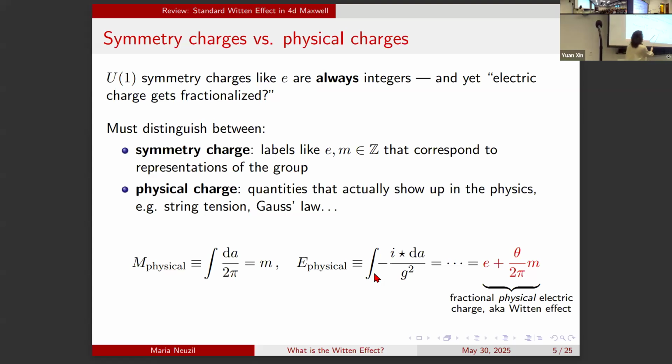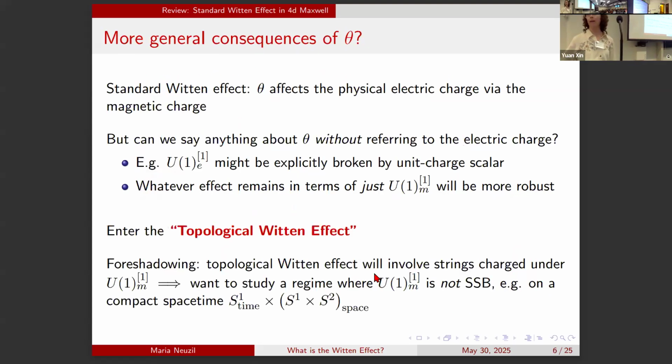So I've just written out magnetic and electric versions of Gauss's law in these variables. In this particular case, the physical magnetic charge is the same as the symmetry charge. But a short calculation will show you that the physical electric charge picks up this fractional contribution from theta, and it depends on the magnetic symmetry charge. Okay, so the standard punchline is that the Witten effect affects the physical electric charge via the magnetic charge.